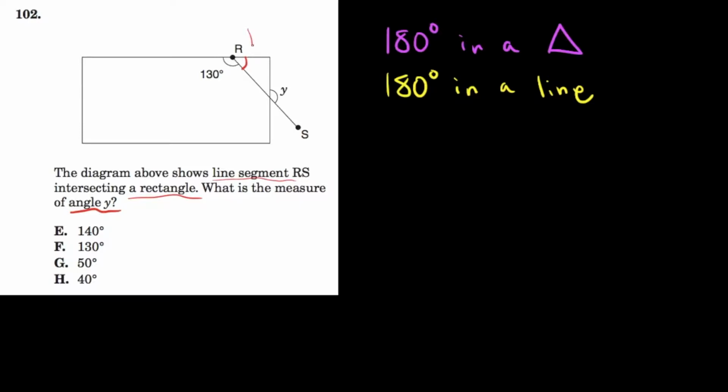So the angle right next to it would add up to 180 degrees with it. So let's figure that out. 180 degrees in a line minus the 130 that we already have, and that leaves 50 degrees. That's the measure of this angle next to the 130 degree angle.